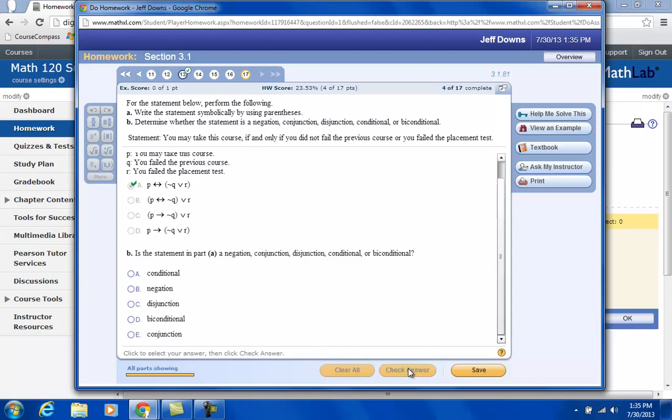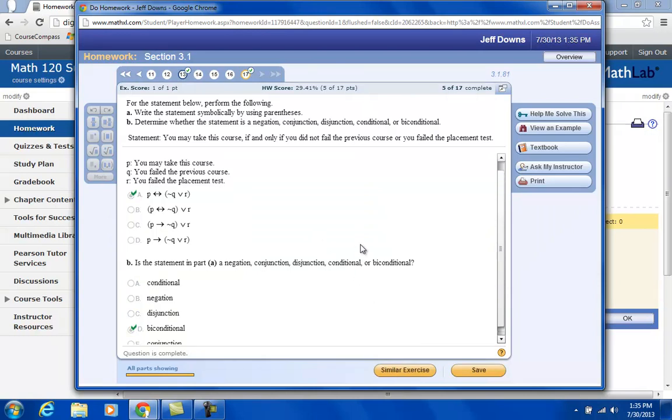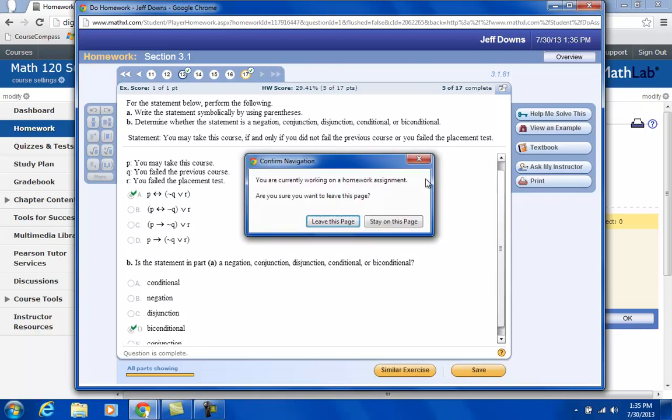Oh, is there more to do? Is the statement in part A a negation, conjunction, disjunction? Okay, so you see here, the negation is not controlling the whole thing, it's just that one statement. The or is controlling those two. So the overall thing is that it's a biconditional statement. Okay, so that's a sampling of problems from 3.1. Let's look at 3.2.